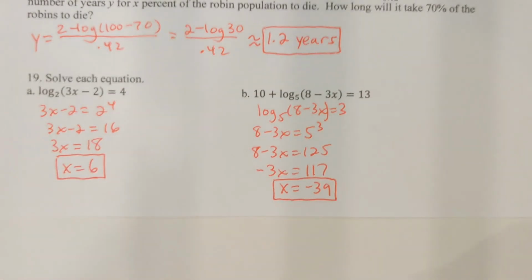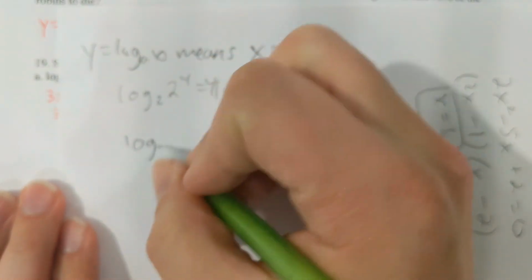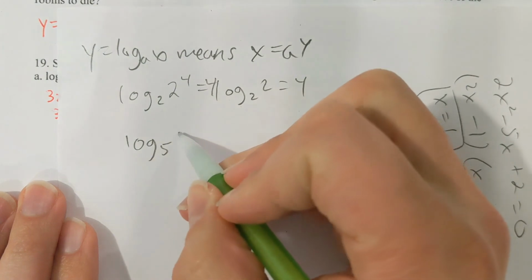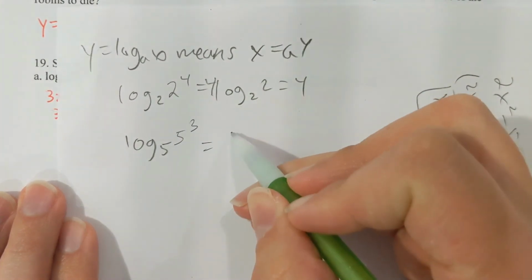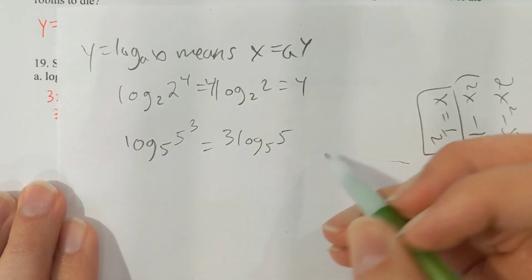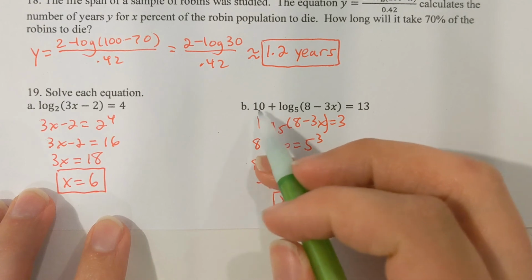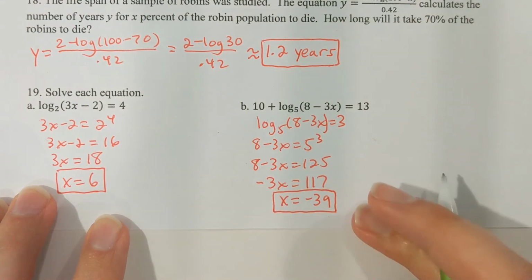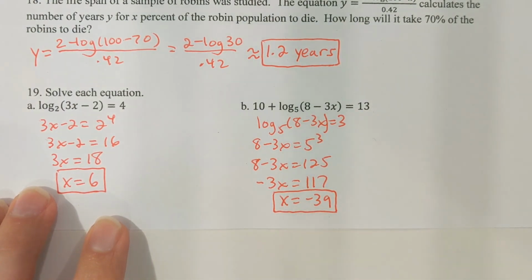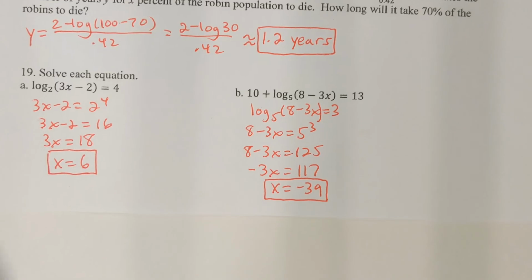Now log base 5 of 125 is the same as log base 5 of 5 cubed, and if you bring out the power of 3, log base 5 of 5 is 1, so we get 3 with that part. Okay, 10 plus 3 is 13, that's true, so negative 39 is going to be kept. Be sure that you're checking your answers for extraneous solutions, because they do sometimes come up with logarithmic equations.